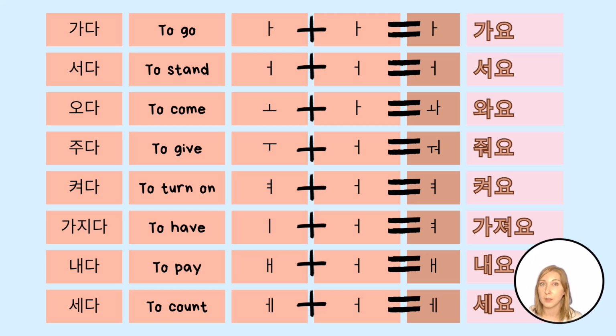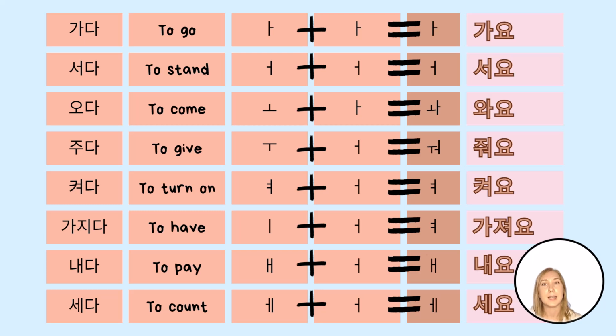Next up is 주다, to give. So 주 is our verb stem. It's the second rule that applies because the vowel is not ㅗ or ㅏ, it's ㅜ. So we're adding 어요. When ㅜ meets ㅓ, it combines to a complex vowel ㅝ. So it becomes 줘요. Next up, we have 켜다, to turn on. So we've got 켜, and that means we are adding 어요. When ㅕ meets ㅓ, it just becomes ㅕ. So 켜요.